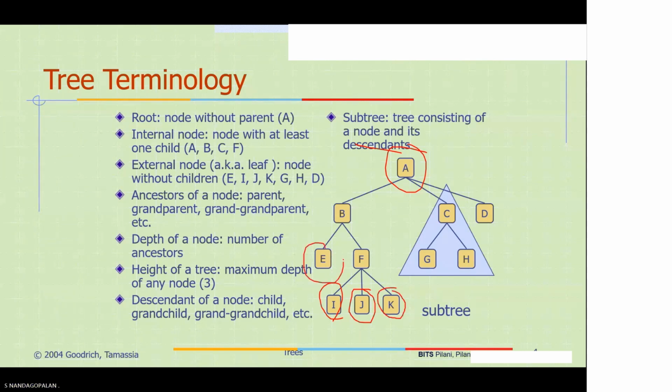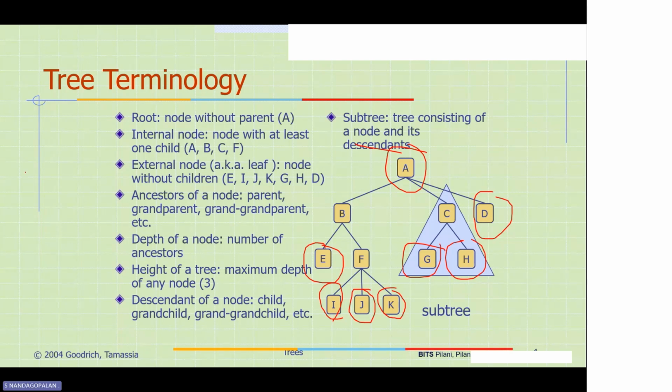E, then G, H, D. A, of course, is an internal node. So these are external nodes. F is an internal node, B is an internal node, C is an internal node. Then ancestors of a node, then depth, that means the height. For example, it might start from, I'll show you that in the next few slides. And height of the tree.